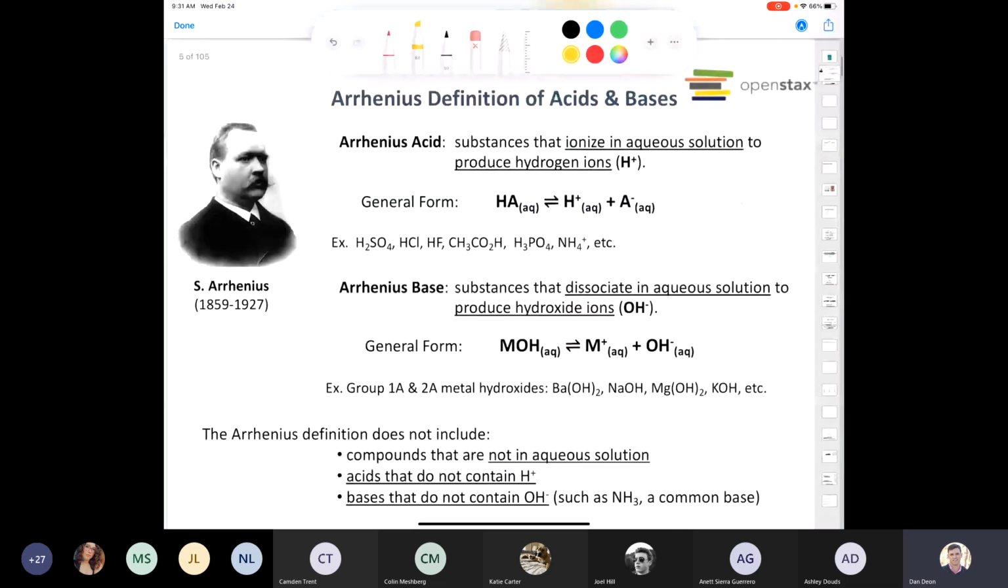All right, so Arrhenius. Here's a picture of Arrhenius, got a nice mustache here. Died a long time ago, almost 100 years ago. And he was the first person to come up with a formal definition for acids and bases. Very simple definition, but easy to understand. That's why we're still talking about it 100 years later. An Arrhenius acid is something, right? It's some kind of substance.